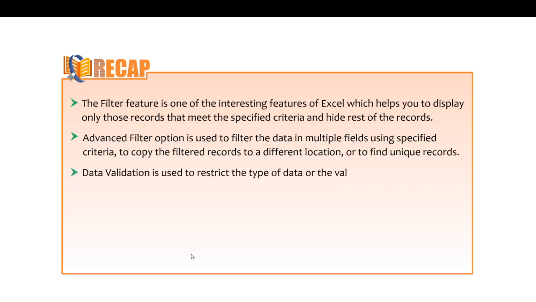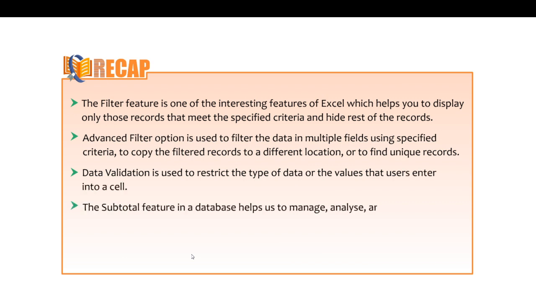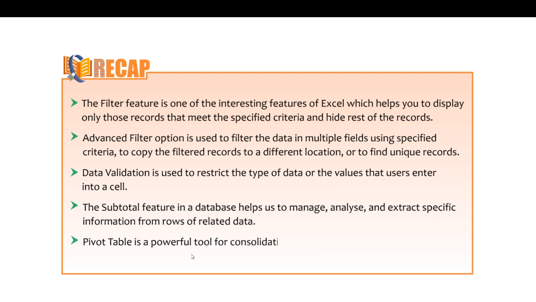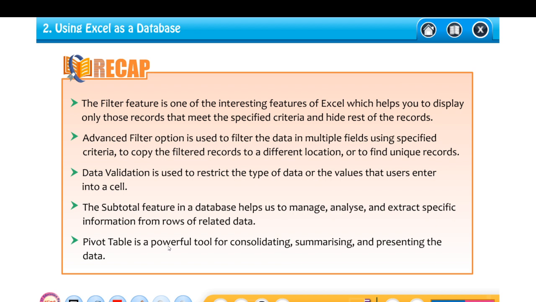Data validation is to restrict the type of data or the values which we are entering. The subtotal feature helps us to manage and extract specific information from rows of related data, like October, like November. And this is the pivot table, children. It is a powerful tool for consolidating, summarizing and presenting the data.